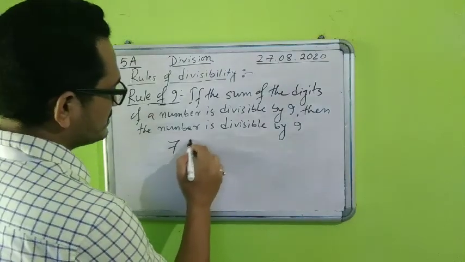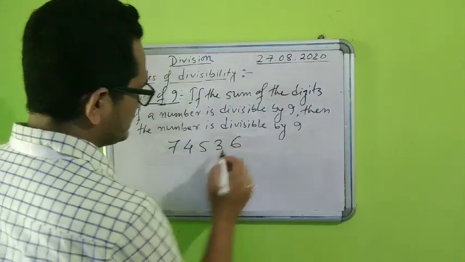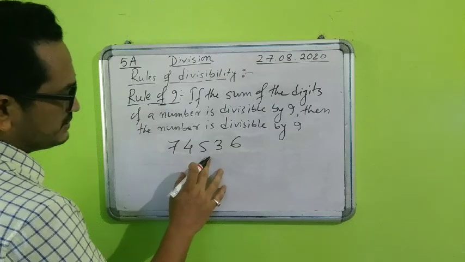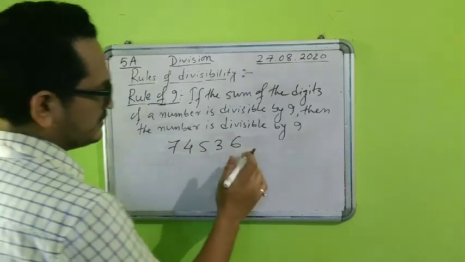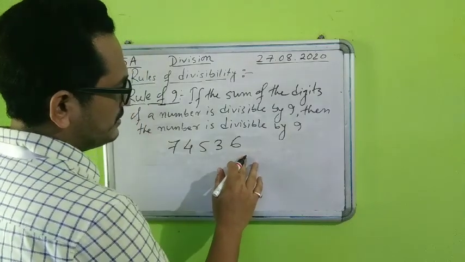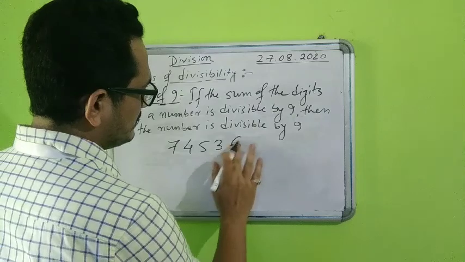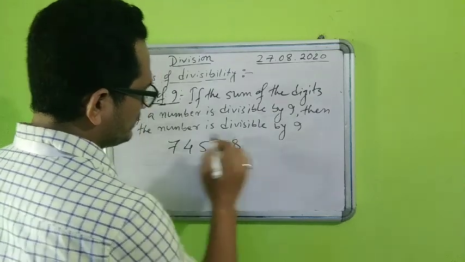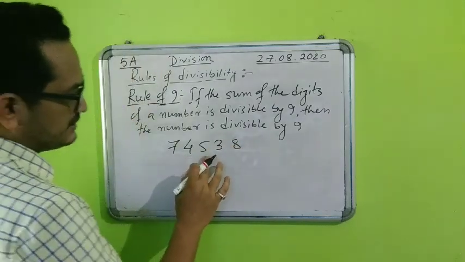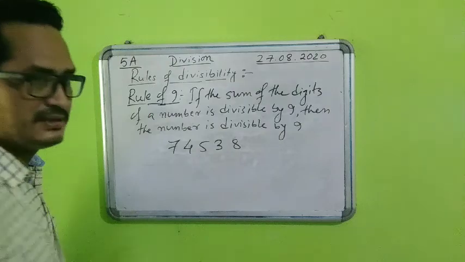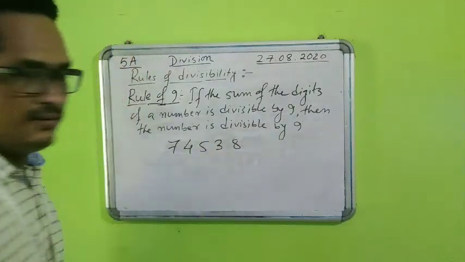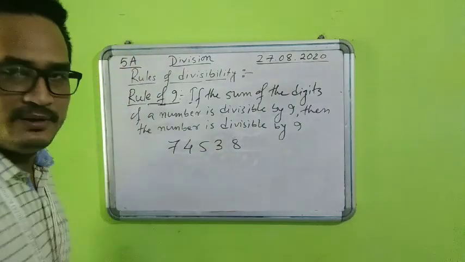Say 7, 4, 5, 3, 6. Let us say 7 plus 4, 11, plus 5, 16, plus 3, 19, plus 6, 25. 25, let us take it 8. 7 plus 4, 11, plus 5, 16, plus 3, 19, plus 8, 27. Okay. Now let us see whether this number is divisible by 9 or not.